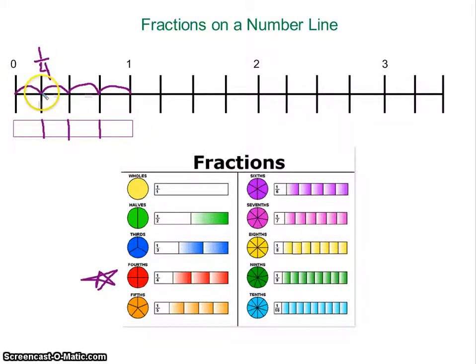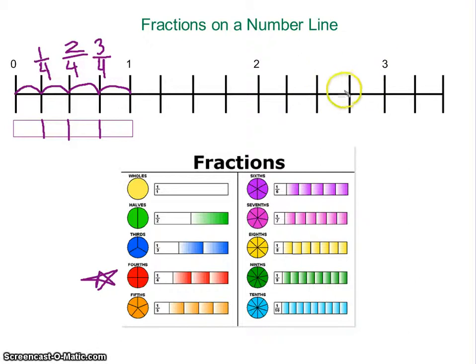Okay, so 1/4. If I'm counting from 0 to 1, this would be 1/4. This would be my 2nd fourth, or 2/4. This would be my 3rd fourth, or 3/4. And the 4th fourth makes me have 1 whole piece here. So this number line is counting by fourths.